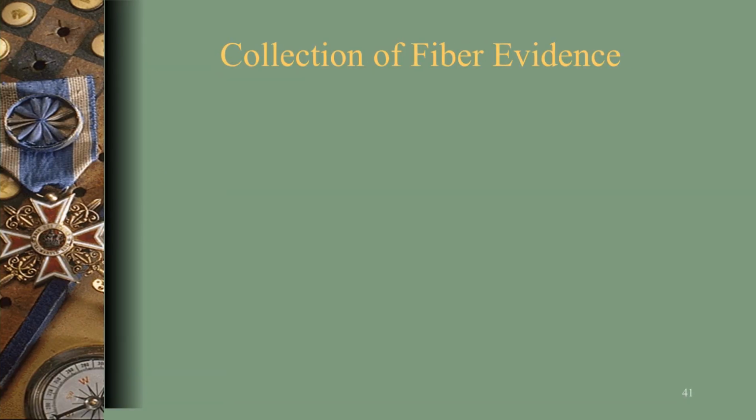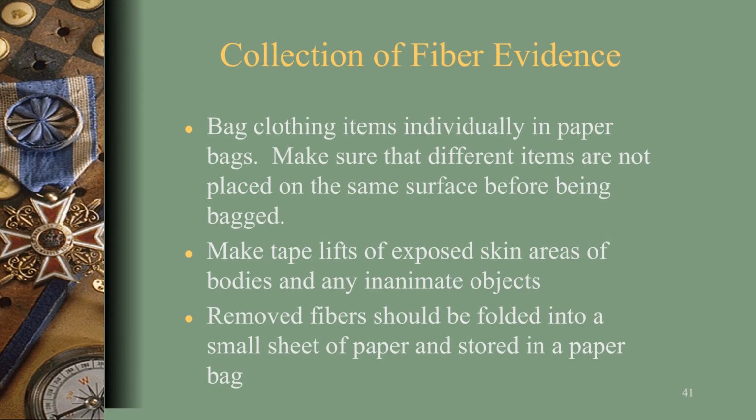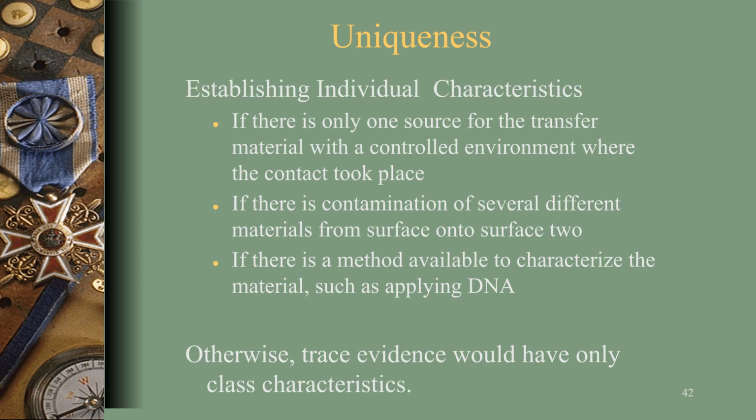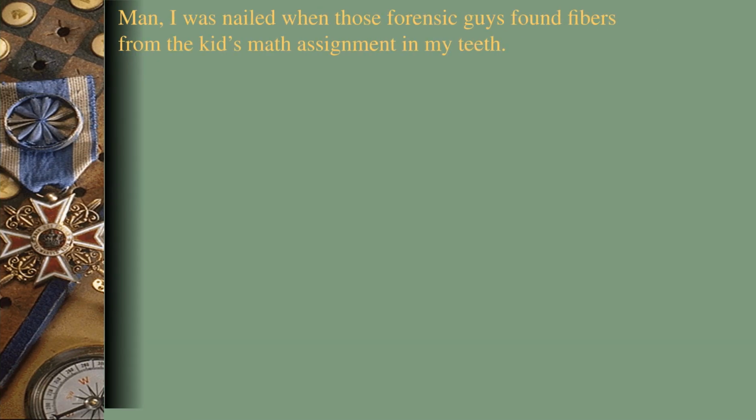Proper collection of fiber evidence is critical. Items should be bagged individually in paper, tape lifts used on exposed surfaces, and loose fibers carefully folded into paper sheets before storage. Trace evidence is generally considered to have class characteristics. Individual characteristics can only be established if there is a single source, contamination of multiple materials, or advanced methods like DNA analysis available. Ultimately, the precision of forensic fiber analysis provides investigators with invaluable leads that can definitively place a suspect at the scene of a crime.